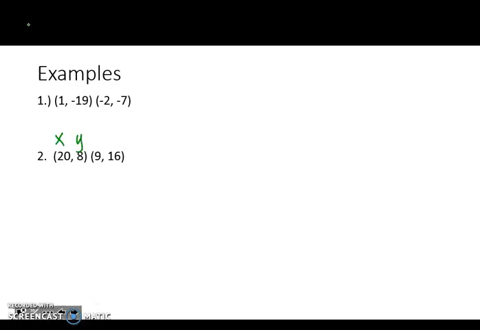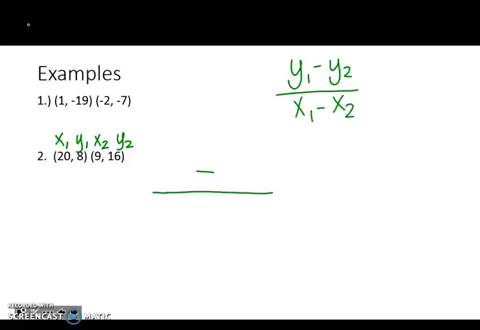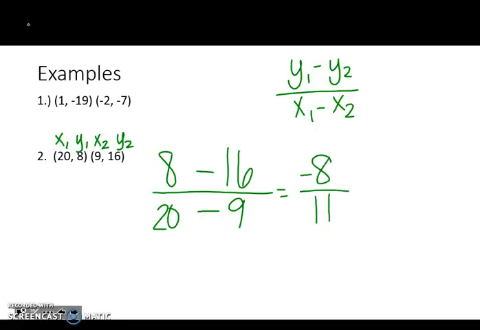So we have xy, xy. This is my first. This is my second. We're going to plug it into the formula. So my y is first. So 8 and then 16 over 20 and then 9. So we get negative 8 over 11, which does not simplify, so that's our final answer.